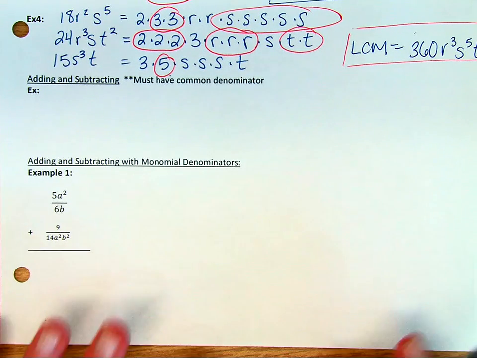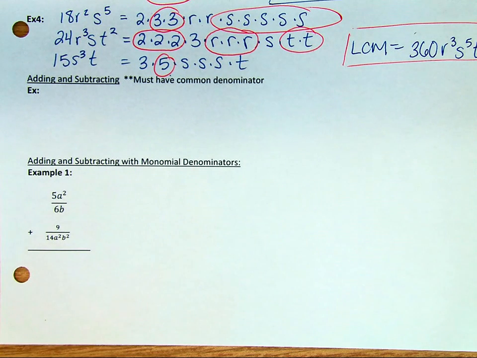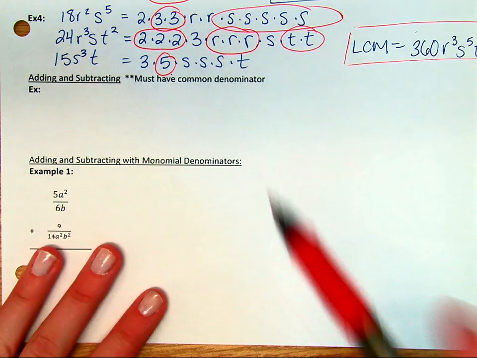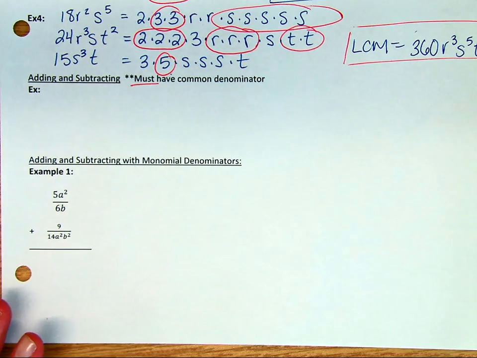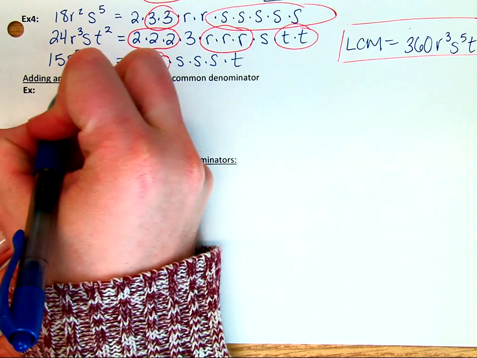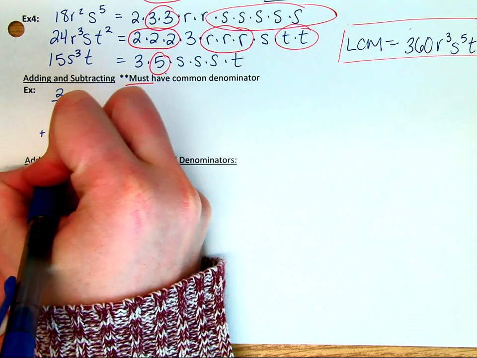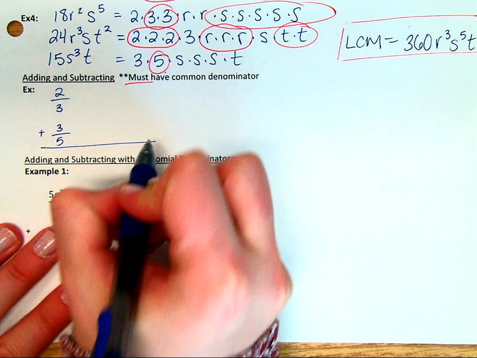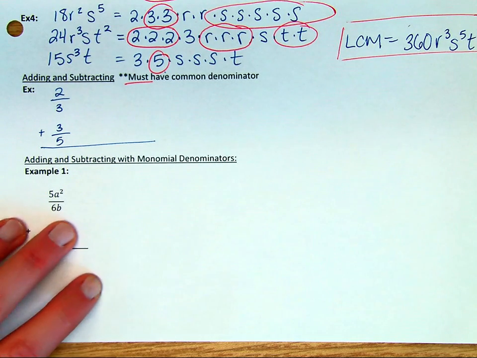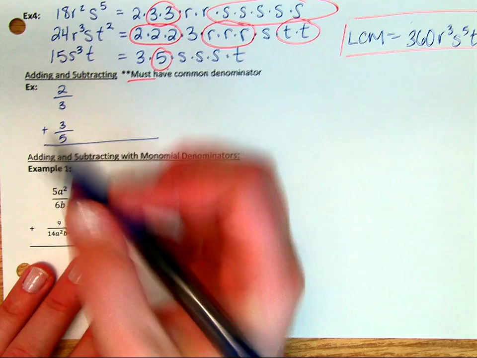Now let's talk about adding and subtracting fractions. In order to add and subtract, like we mentioned earlier, they must have a common denominator. This isn't true for multiplying and dividing, but it is true for adding and subtracting. So let's go back to just fractions that you learned a while back in elementary school. Let's say I asked you to add 2/3 plus 3/5.